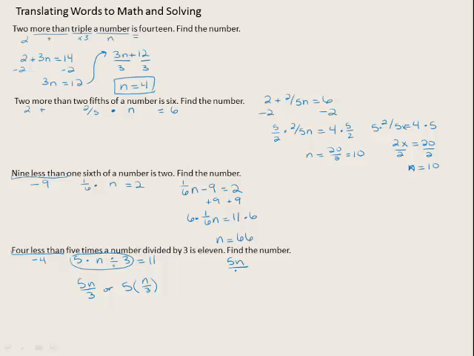I'm going to do 5n divided by 3 minus 4 is equal to 11. I'll add 4 to both sides. I get 5n over 3 is equal to 15. I'm going to multiply both sides by 3, and I'll get 5n is equal to 45. I'll divide both sides by 5, and I will have n is equal to 9.